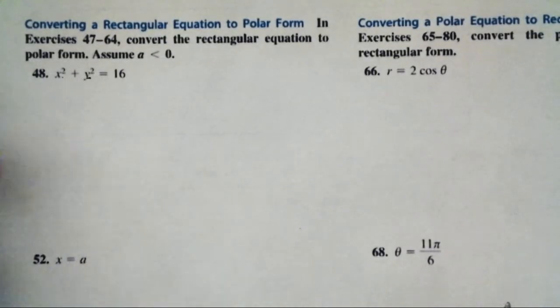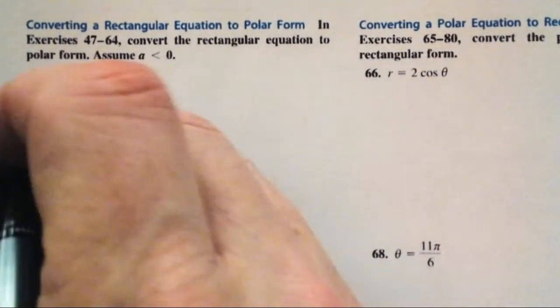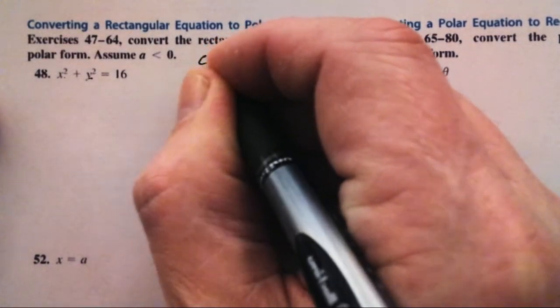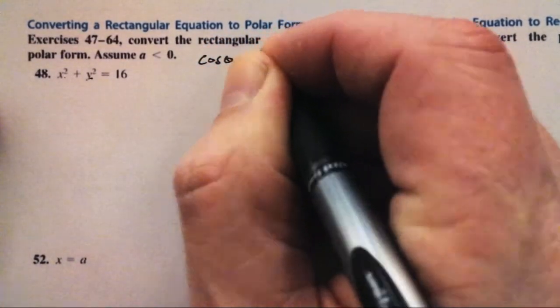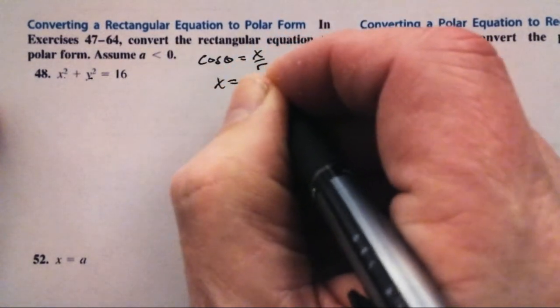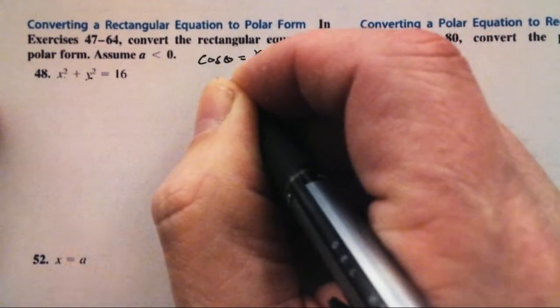And hopefully we'd just say, well, that's r squared equals 16. But what if we didn't do that? What if we said, okay, I got an x here. What do I know about x? Let's see. Cosine of theta includes x. So x is cosine theta times r.